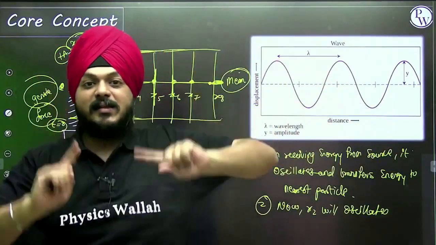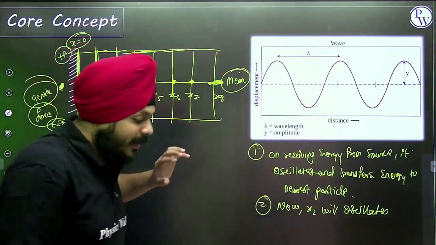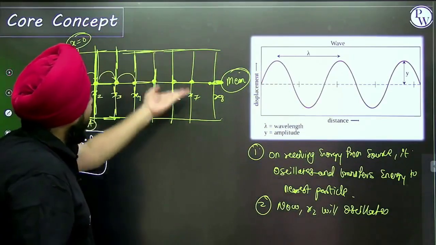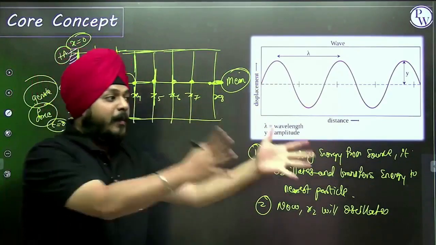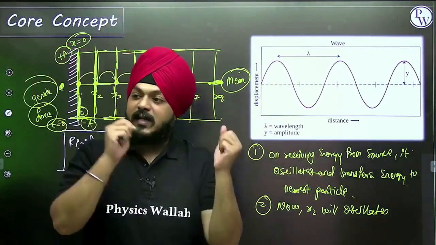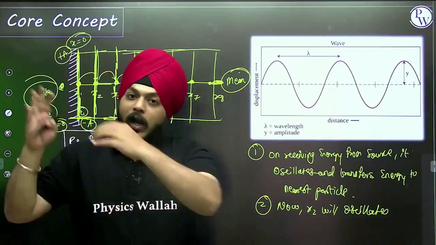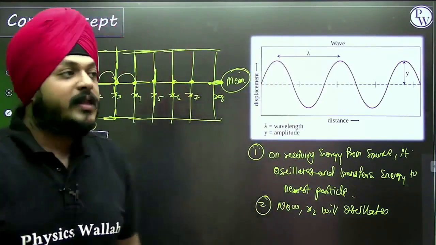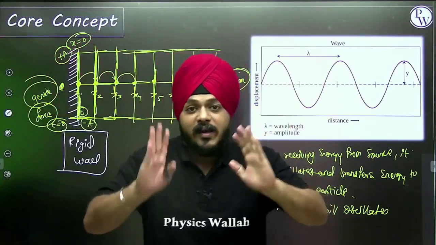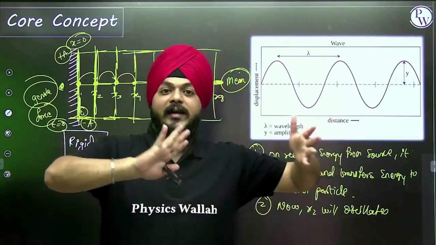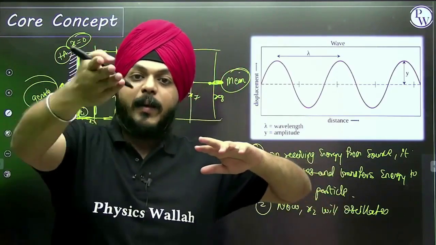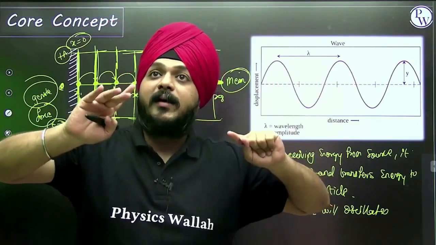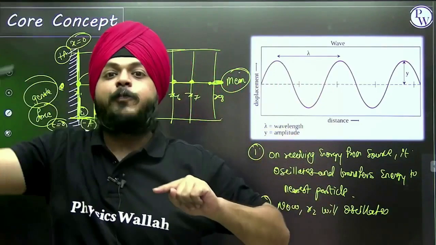Students watching this lecture might have a question in their mind. We are still not able to connect how the wave shape is formed, because all are oscillating with the same amplitude, receiving the same amount of energy and transferring the same amount of energy. All are oscillating about a common mean position with a common amplitude. Then how is a wave formed, sir? Students might be thinking: you correlated the energy and momentum transfer with this example and we understood, but still we are not able to understand how this shape is formed.